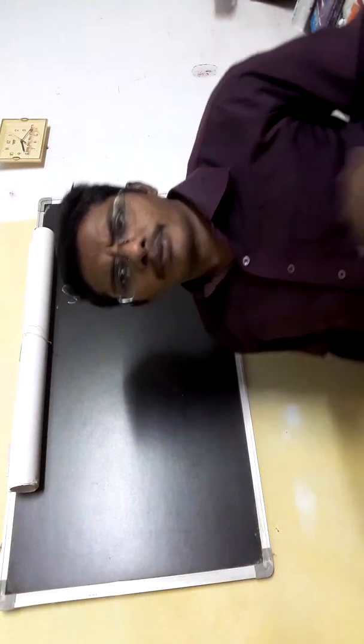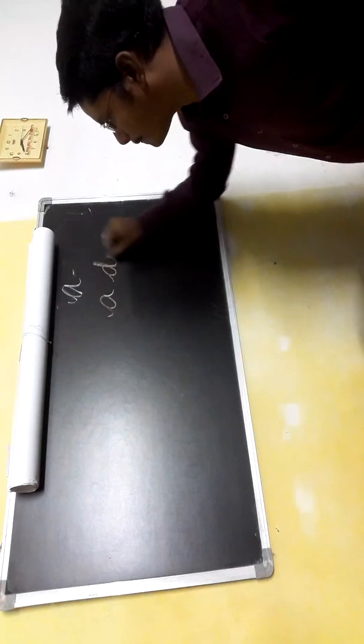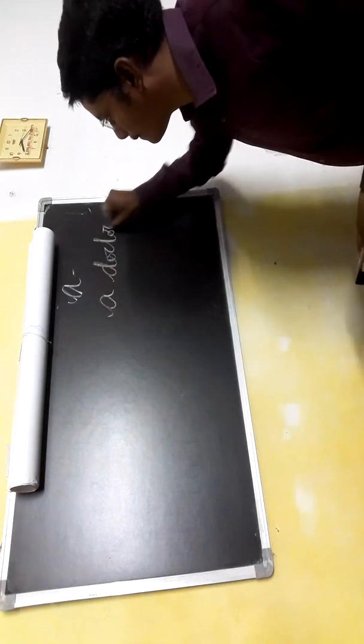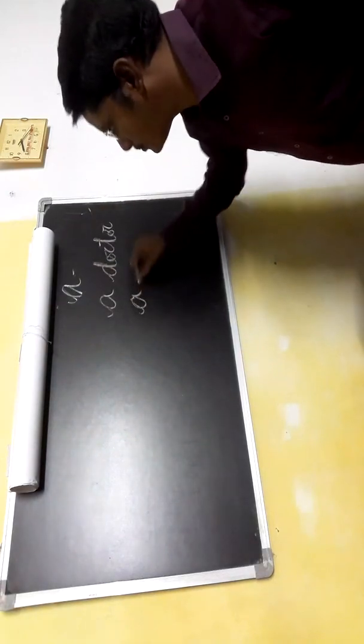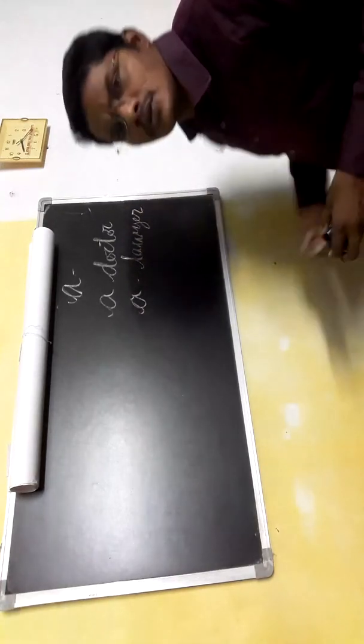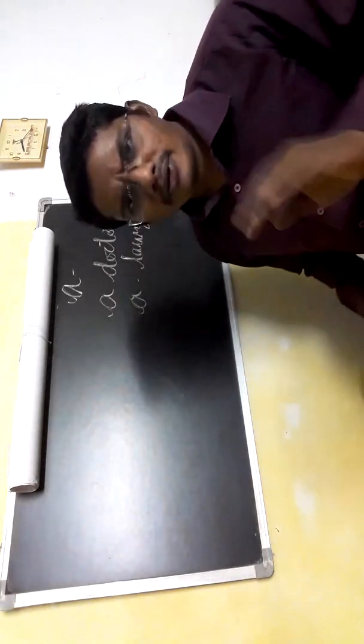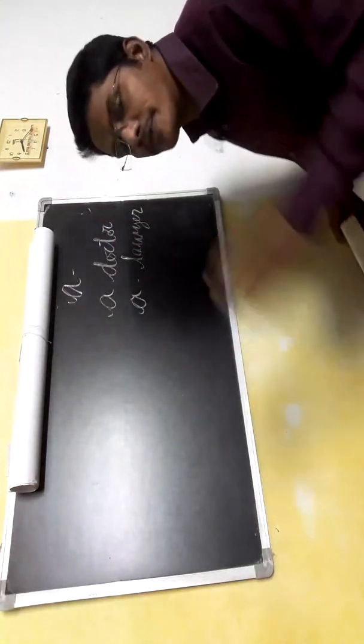Yes. Next, A should be used before the professions. Professions means doctor, lawyer, teacher, engineer. So there we have to use a doctor, a lawyer. So there we have to use A. Have you understood now? So before the professions we have to use A.